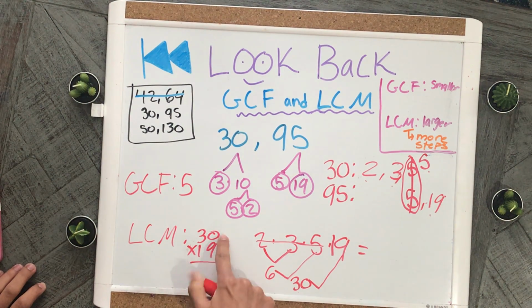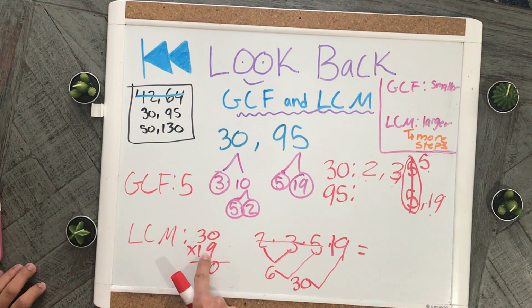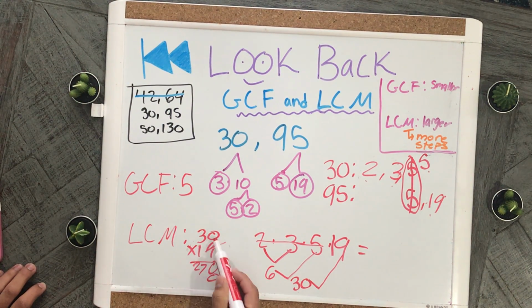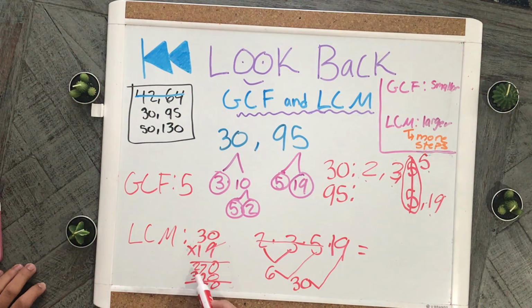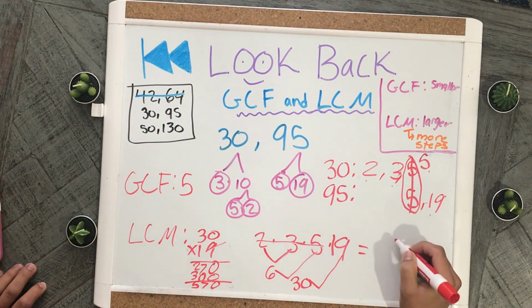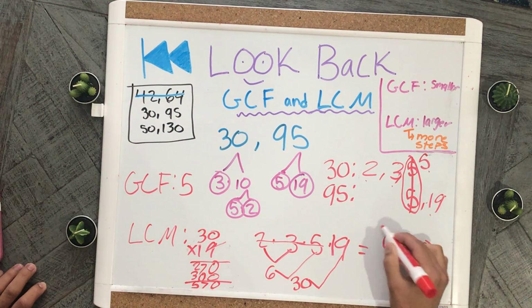Okay. 9 times 0 is 0. 9 times 3 is 27. We're done with this 9. Hold our place value of 0. 1 times 0 is 0. 1 times 3 is 3. Let's add those together. 0 plus 0 is 0. 7 plus 0 is 7. 3 plus 2 is 5. So our least common multiple equals 570, okay?